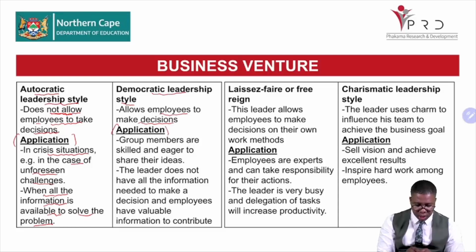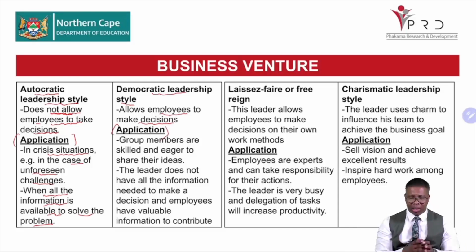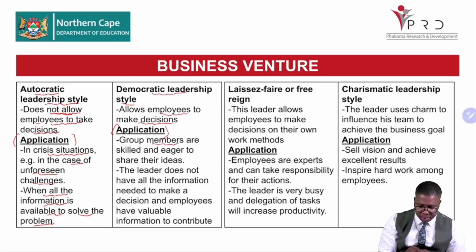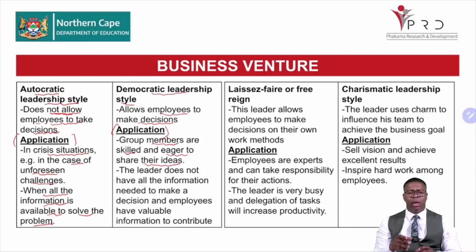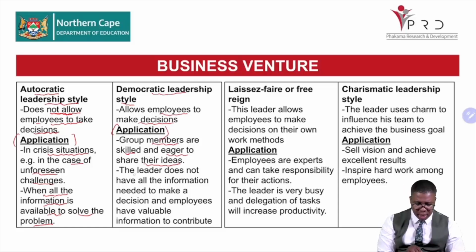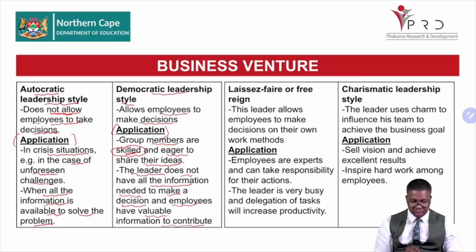Let's be clear, it is about being part of the decision making. Hence, in application, when will the leader use this leadership style? When group members are skilled and are eager to share their ideas. That's number one. When employees are skilled, you use democratic because they are eager to share their ideas. Then, when can the leader use this leadership style again? When the leader does not have all the information needed to make a decision, and employees have valuable information to contribute. Remember, we said you use it when the employees or group members are skilled.